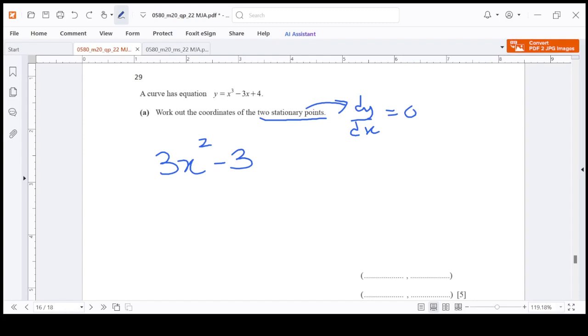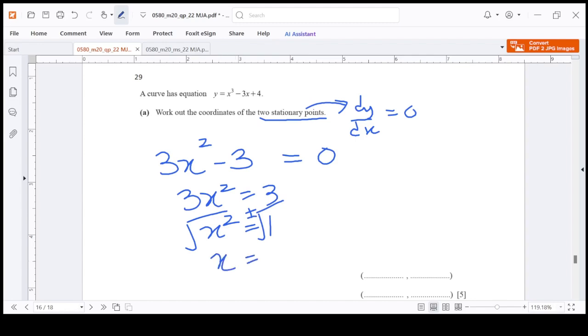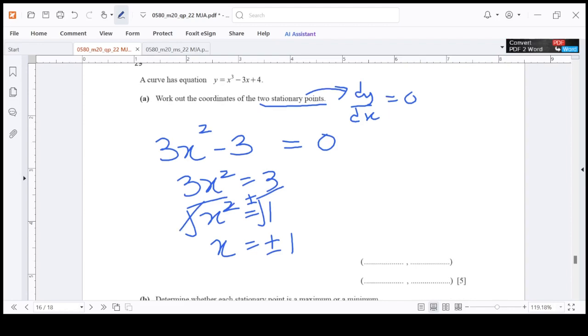And for the stationary point, you have to equate it to 0. So this becomes 3x squared equals 3, which becomes x squared equals 1. Now you'll have to square root both sides. Remember, whenever you square root both sides, do not forget the plus minus. So we get x equals plus or minus the square root of 1, which is just 1. So we're getting 1 and minus 1 here.